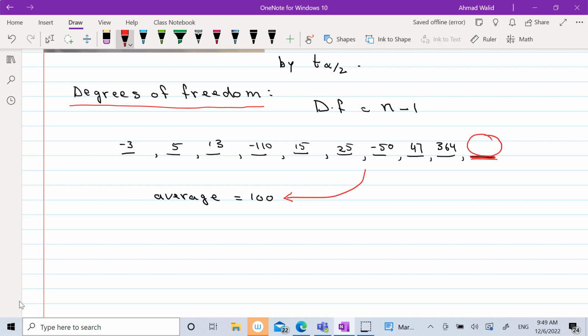But this is the idea behind degrees of freedom, that you can change anything. For example, even if these 9 numbers don't give you an average of 100, one number can change everything. That's the idea behind the degrees of freedom.